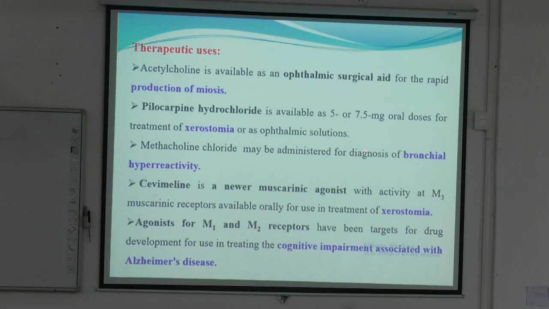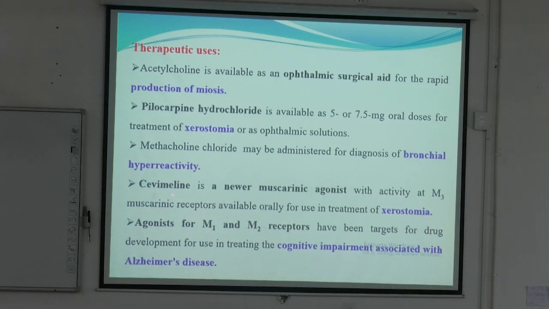Methacholine is basically administered for the diagnosis of bronchial hyperreactivity. It is also very lesser used. So for diagnosis of whether the bronchial hyperreactivity is present or not, this is known as the methacholine challenge test. So methacholine is given to see whether the hyperreactivity is present or not.